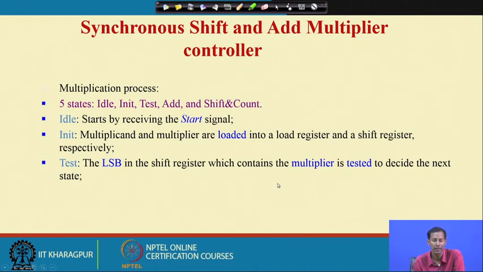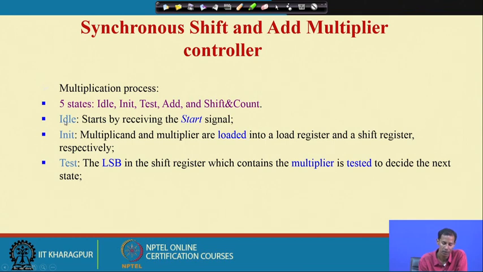So, then we have the synchronous shift and add multiplier. Whenever we are doing this multiplication, shift and add, there are two types of multiplier: one is synchronous, another one is asynchronous. Okay. The synchronous shift and add multiplier is very much in common use. It has 5 states, which are idle, initial, test, add, and shift and count.